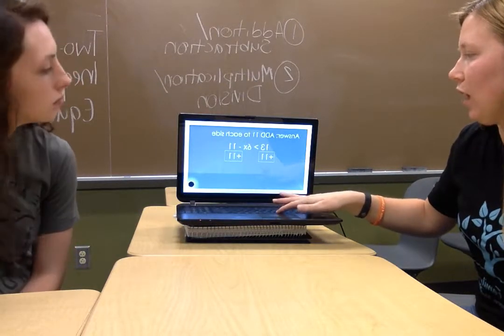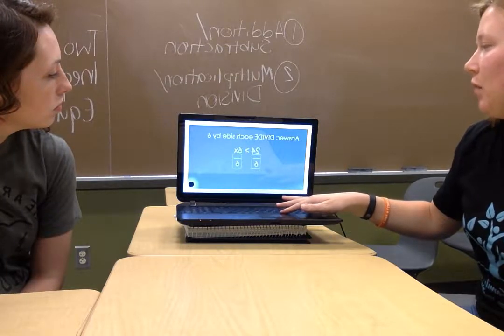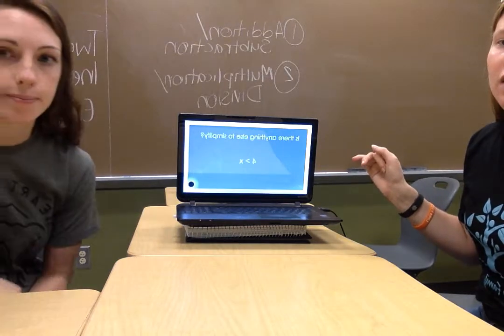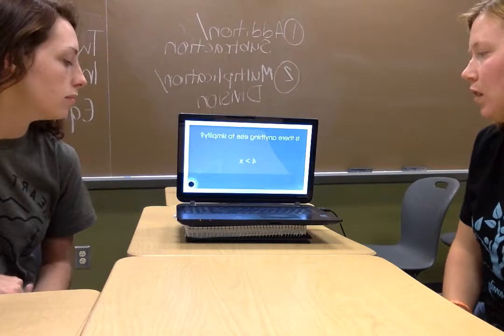So we add 11 to each side, new equation. What do we do next? I'll let them know that we divide it by 6, and then we have a new equation. And then they should know that we don't have to simplify any farther because x is on one side and 4 is on the other.